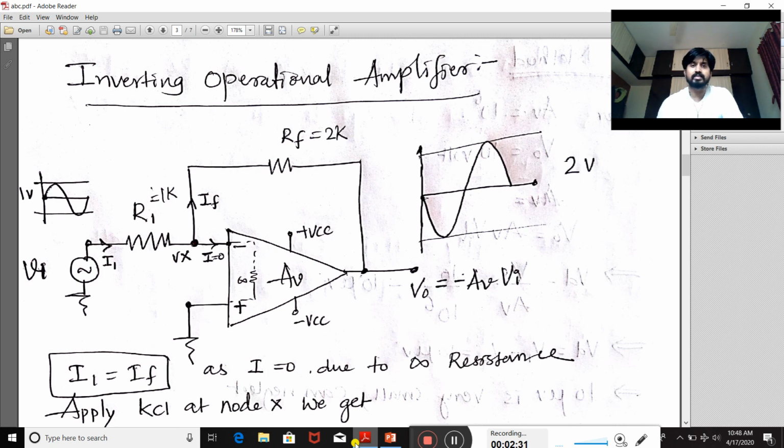How? Let's see. As we all know, in open loop gain configuration, the gain of the operational amplifier is very high, in terms of infinite. To control that gain, there is a requirement of feedback. Now, look at this circuit diagram. Part of the output is fed back to the input terminal, that is to the negative terminal. This negative terminal is called the inverting terminal, and hence negative feedback is used.